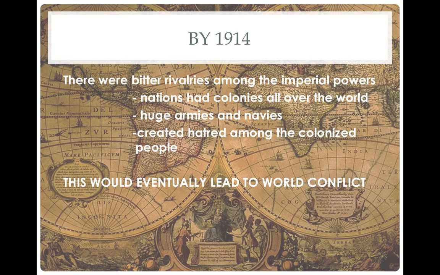So you can also see that by 1914, nations had colonies all over the world. Once again, they have massive armies and massive navies. And the colonized people didn't necessarily like the bigger countries either. So there's a lot of hatred among the colonized people, with the increase of military and colonies and rivalry and competition between countries. It is going to lead to a world conflict.